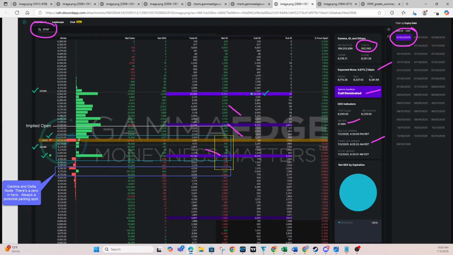We, again, are looking at this transition area as a possible pullback area, an opportunity to get involved for a move back to the upside. And then if we drop within this overall transition and drunken sailor range, it could be very choppy for the day.